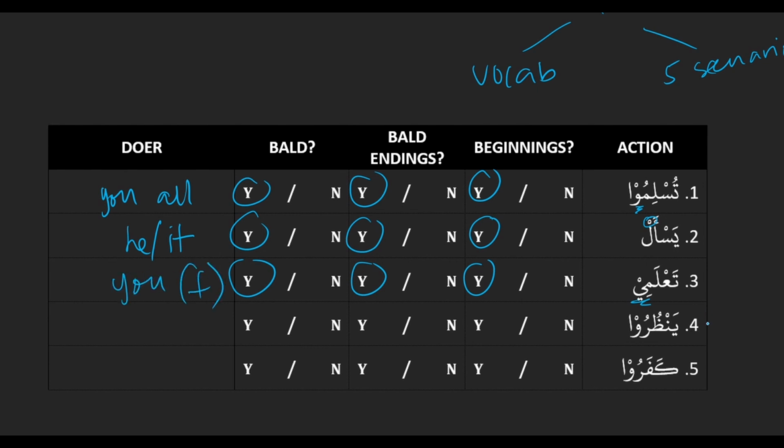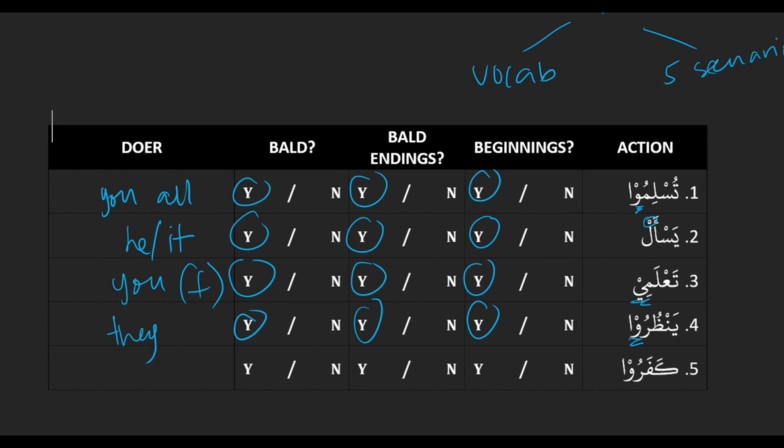Number 4, yanzuru. We have ya at the beginning, so yes, we have a beginning. Bald ending, yes, the waw tells us that there used to be a nun there, so yes, we have a bald ending. And then ya plus una is they. Good.